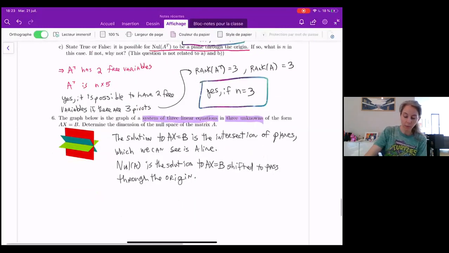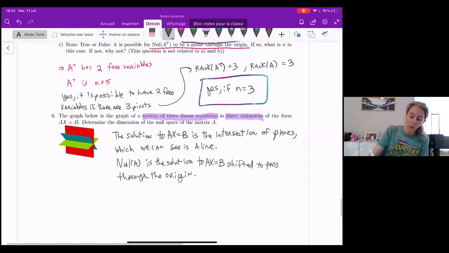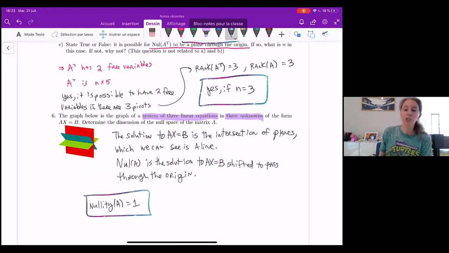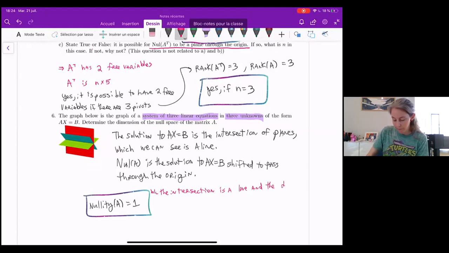So my nullity, the dimension of my null space, is nullity. So in this case, I'm sorry, did I say 2? I meant 1. The nullity is equal to 1 because the intersection is a line and the dimension of a line is 1. And that's my final answer.